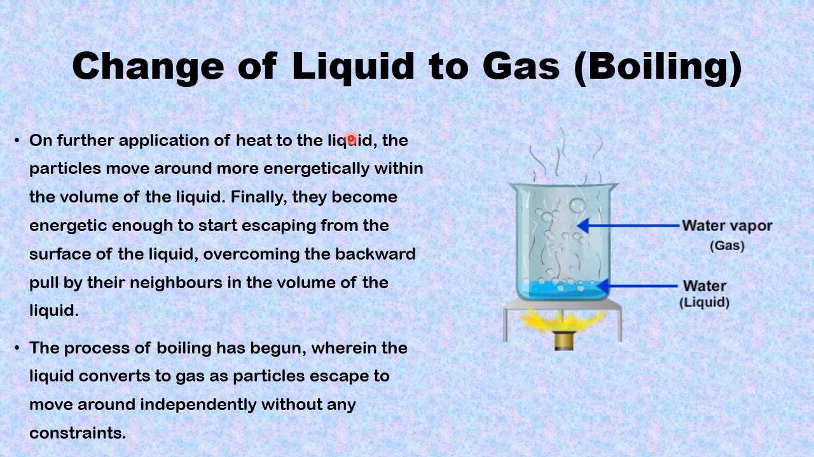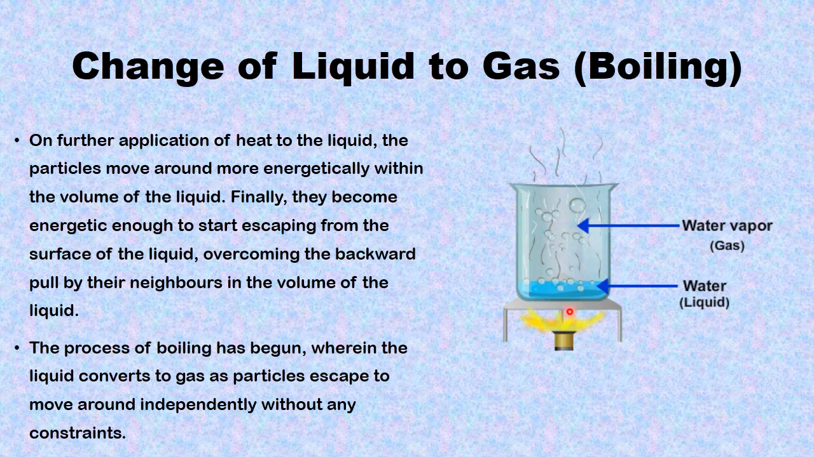Now next we'll be looking at change of liquid to gas through the process called boiling. On further application of heat to liquid, the particles move around more energetically within the volume of the liquid. Finally, they become energetic enough to start escaping from the surface of the liquid, overcoming the backward pull by their neighbors in the volume of the liquid. Now the process of boiling has begun, wherein the liquid converts towards gas as particles escape to move around independently without any restraint. Now this is the pictorial process right here.